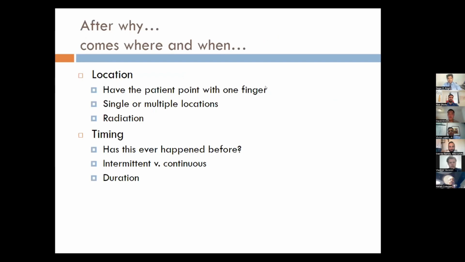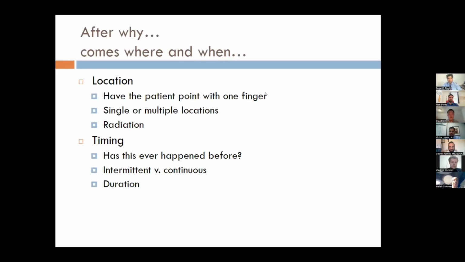Okay, so after why comes where and when. So where is the pain? You'd like for them to point with one finger for where they say it hurts. You don't want them to tell you where it hurts because they did not take anatomy. Where they say it's their shoulder, it could be their back or their neck. So it's good for them to point with one finger. They can point to one location or multiple locations, but always have them use just one finger instead of waving their hand over an area where you still have no clue where it is. You can also ask them if it starts in one place, does it go someplace else? Radiation is fine to know, but you first want to know where the pain starts.